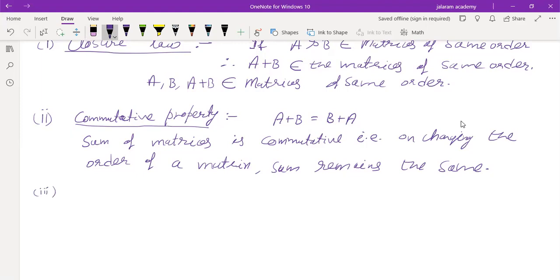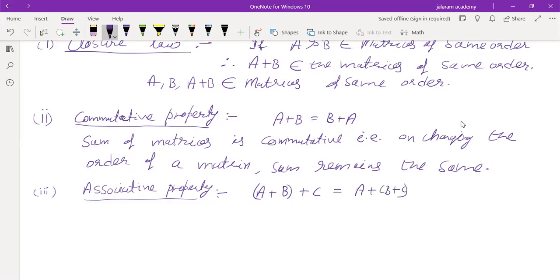Now the third part is associative property. Associative property means if the sum of A and B is added to C, the result is same as if A is added to the sum of B and C. If the sum of A and B is added to C, then it will be equal to the sum of A added to the sum of B plus C. Is that clear to you?